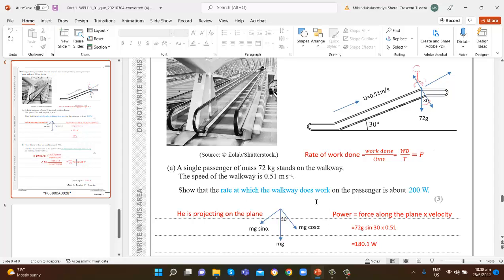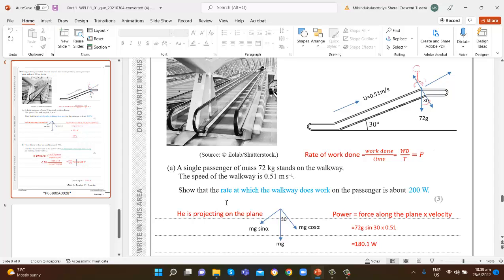Okay, so this is how you resolve this mg, because we are taking inclined planes, so we are using along the plane and vertically to the plane. Therefore, I need to resolve 72g. A single passenger of mass 72 kg stands. The speed of the walkway is this 0.51. Show that the rate at which the walkway does work on the passenger is about 200 W. So show that, very famous question. They are giving you the answer.